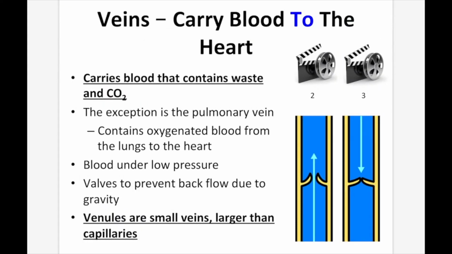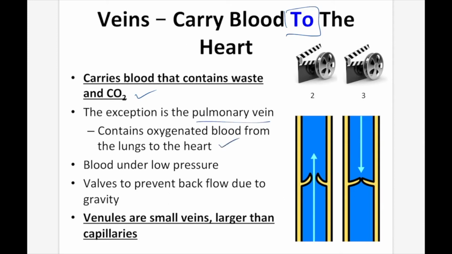Now, veins are going to carry blood to the heart, and that's going to be our definition for our vein. So arteries carry blood away from the heart, veins carry blood to the heart. Now, they usually carry blood that contains waste and carbon dioxide, and the exception is the pulmonary vein. The pulmonary vein is going to take blood that's been oxygenated from the lungs to the heart, and then that blood is going to be pumped throughout the body. So the pulmonary vein is going to carry oxygenated blood from the lungs to the heart.